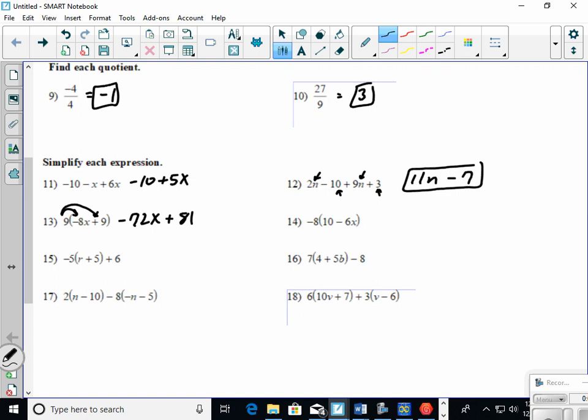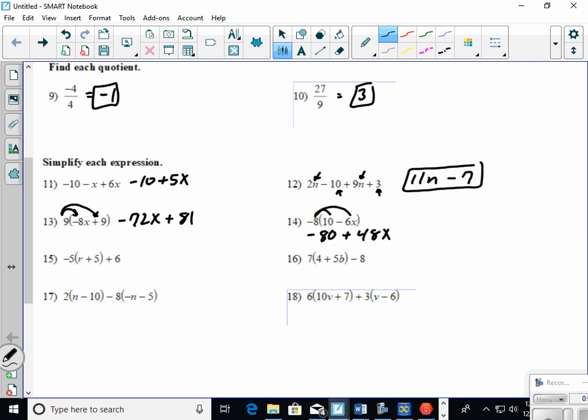All right, 14, same as 13, number on the outside. We're going to distribute it. This time, though, the number on the outside is a negative. So we have negative 8 times 10. One negative is going to be negative 80. And negative 8 times negative 6x is going to make that positive because it's two negatives multiplying. And 6 times 8 is 48x.